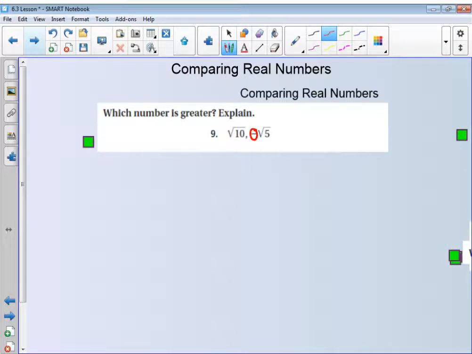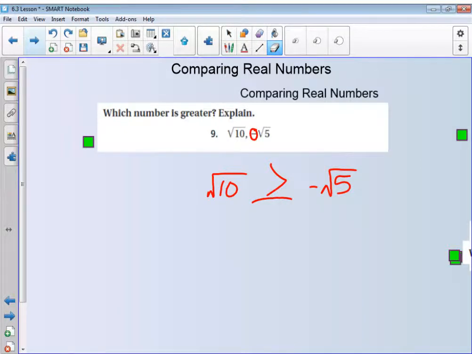I know that the smaller number is the negative. So if I were comparing this, written out like this, to the negative square root of 5, that negative is already making it smaller, so my open mouth would go that way. The square root of 10 is greater than the negative square root of 5.